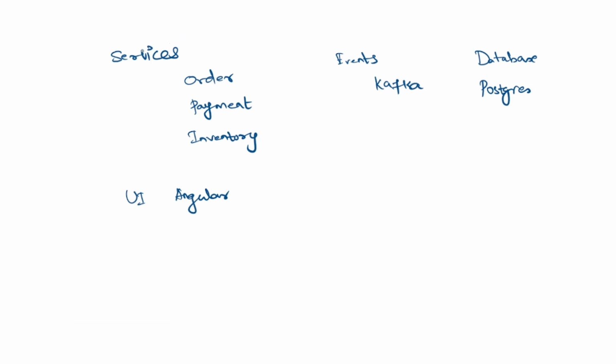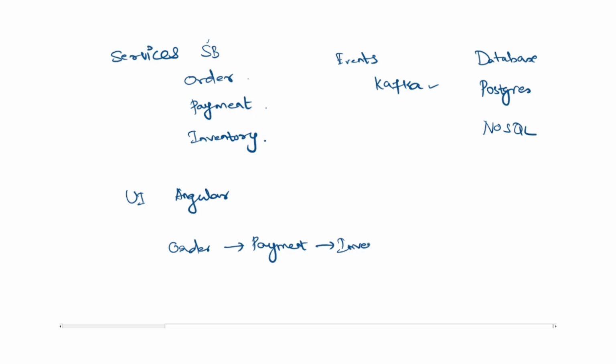Let's start with the services. They will be in Spring Boot: order, payment and inventory. Kafka will be the event backbone of this application, and we have Postgres as the database for storing the order and NoSQL for inventory. The UI will be in Angular. The flow is as expected. Order service will receive the order, payment checks for the payment, and inventory checks for inventory and reserves the inventory. Finally, we'll receive the order result.